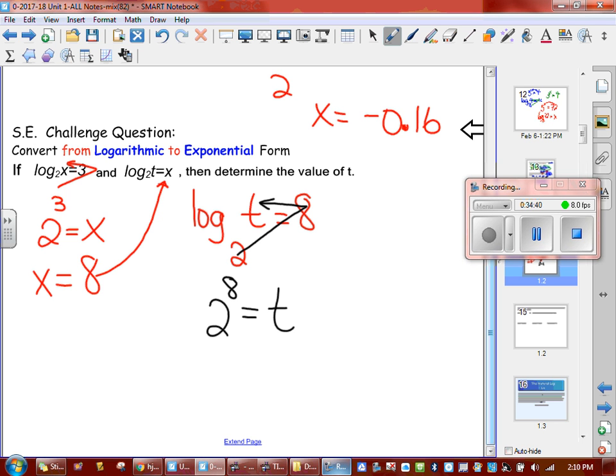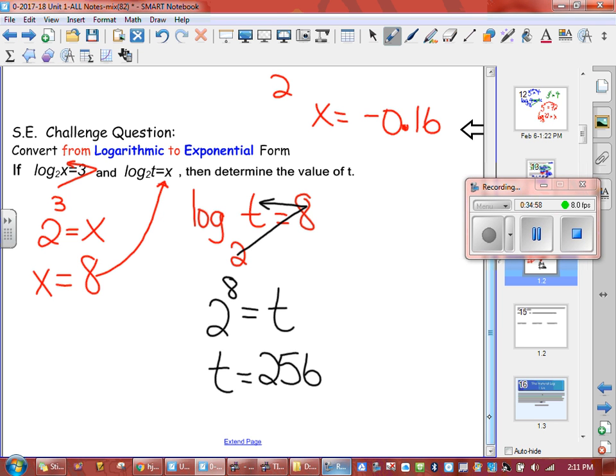So this is a simple conversion question. It looks challenging because there are a couple of steps to it, and they've asked you to solve multiple variables. So you have to solve for x first, then you have to solve for t.